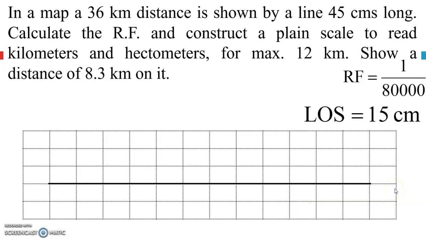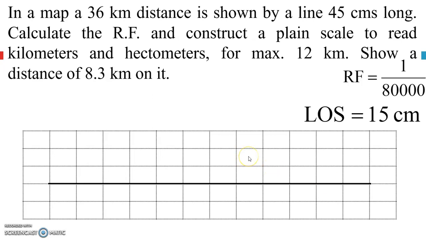Now the next thing is, how much distance does this line show us? This line shows us a distance equal to 12 kilometer. So if I divide the line into two divisions, one division will show us how much kilometer? Yes, it will show us 6 kilometer. If I divide the line into three divisions, then one division will show us how much kilometer? Yes, it will show us 4 kilometer, 4 kilometer, 4 kilometer and 4 kilometer.